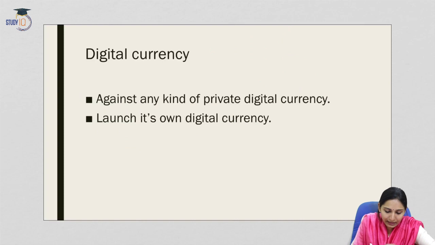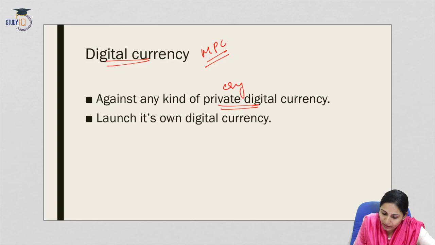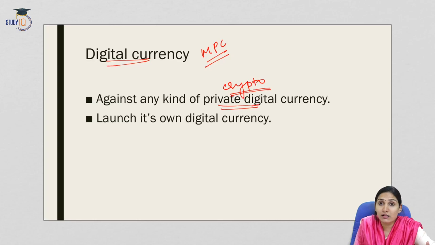Now moving on, let us come to the decision taken on digital currency. So in this particular MPC meeting, Monetary Policy Committee meeting, the RBI Governor, the chairman of the MPC, made it very clear that RBI is against any kind of private digital currency, whether it is cryptocurrency or any kind of private digital currency. RBI is against it, and the reason is that currency is a sovereign function. So that's why it is against it.